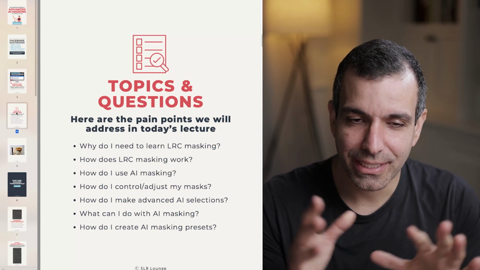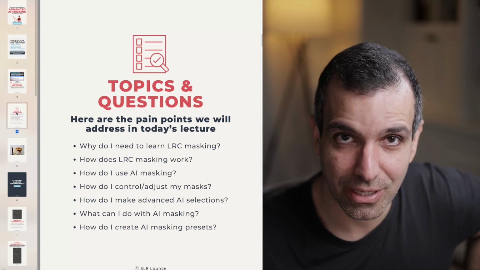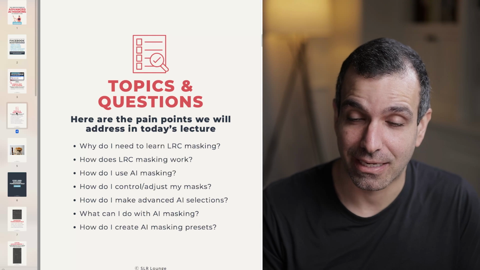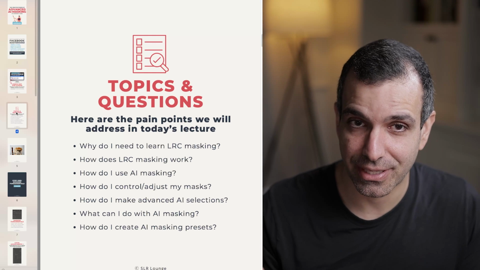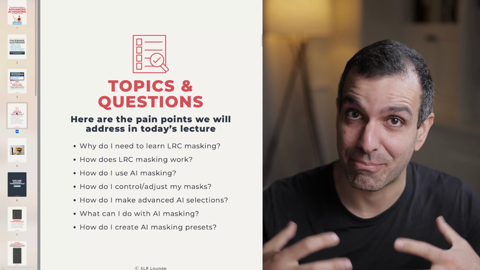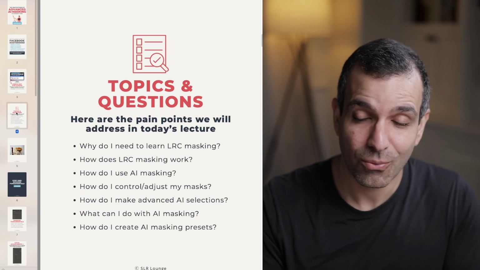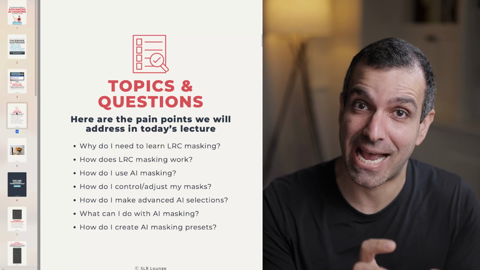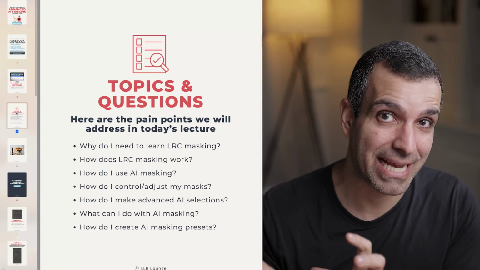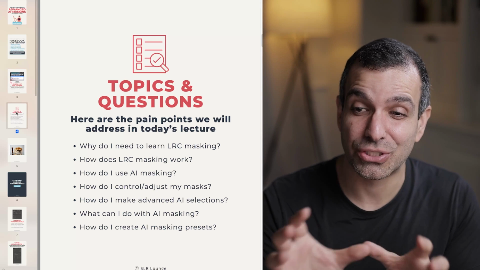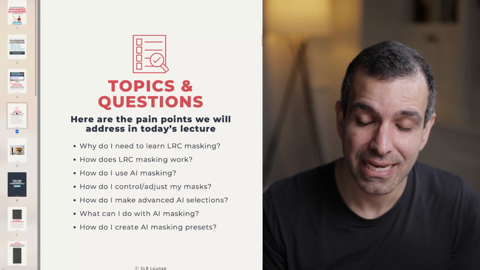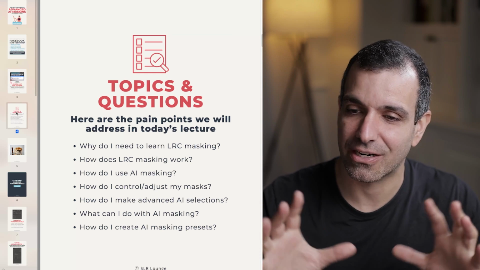The pain points and topics I want to address: why do I need to learn Lightroom Classic masking? There's so much creative potential there, and I think a lot of us don't even realize the power of it. So I want to cover that. We're going to talk about how masking works, specifically masking fundamentals and then AI masking fundamentals. We're going to talk about controlling and adjusting masks, making advanced AI mask selections, as well as showing you some creative possibilities.